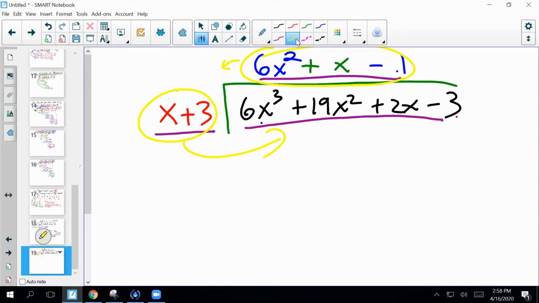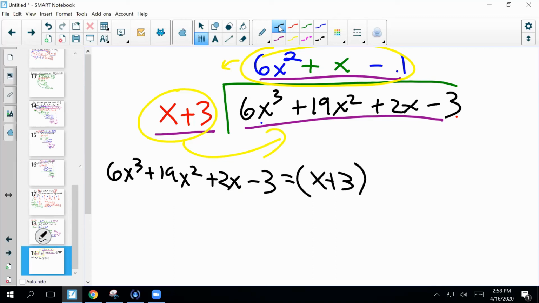Basically, all I'm describing here is that multiplication and division are inverses. So if division works one way, multiplication is going to work the other way. So we've actually successfully factored x cubed plus 19x squared plus 2x minus 3. We successfully factored it as x plus 3 times 6x squared plus x minus 1. That's the PQ method, basically. It allows you to factor just by guessing. You guess, you find one that works, and then you do the long division.